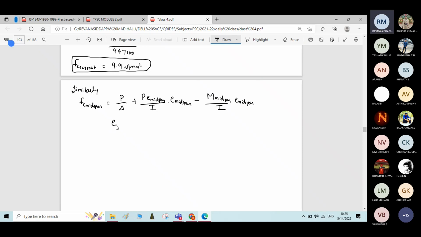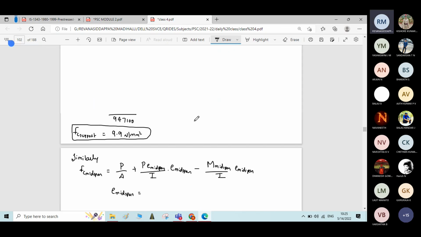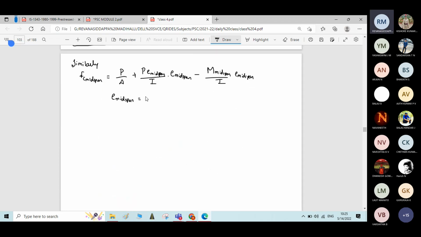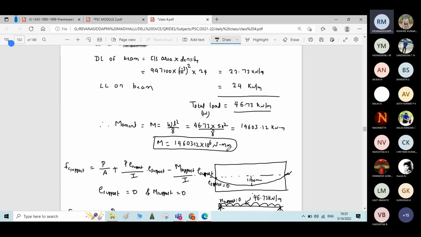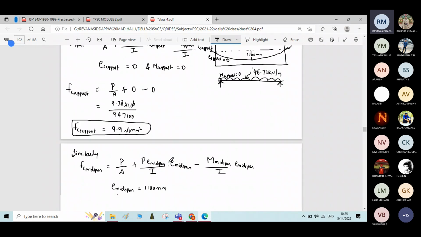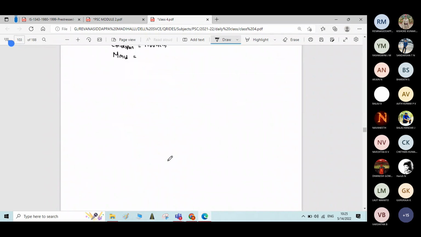Now eccentricity at midspan, how much? It is given in the problem: 1100 mm. And moment at midspan, we have already calculated it before. That is WL square by 8, that is 14,663.12 into 10 power 6 Newton millimeter.